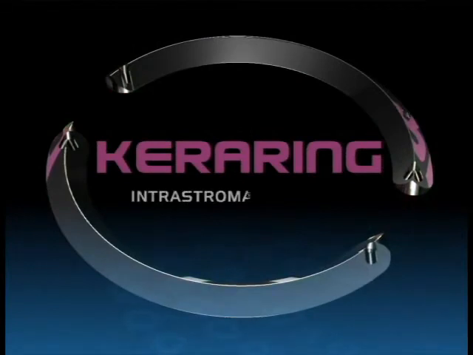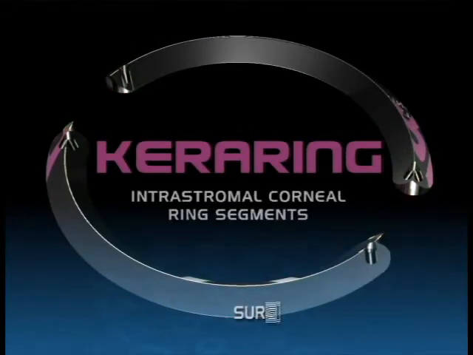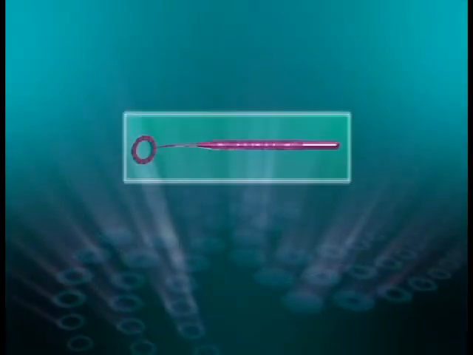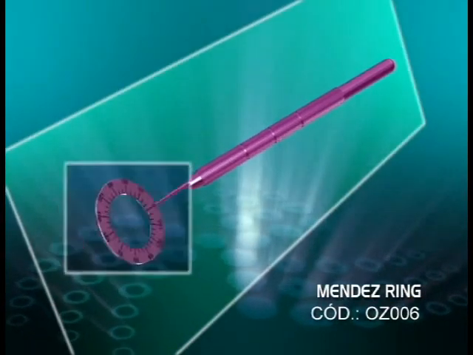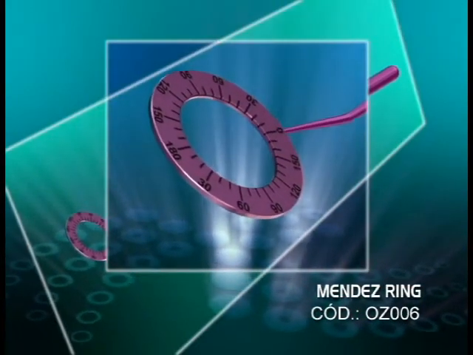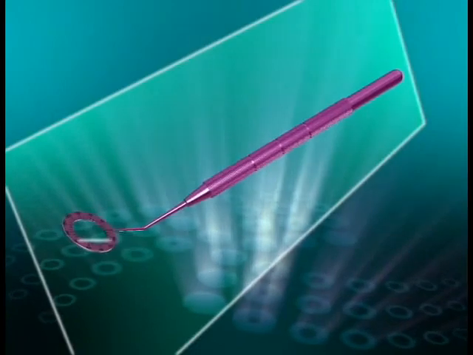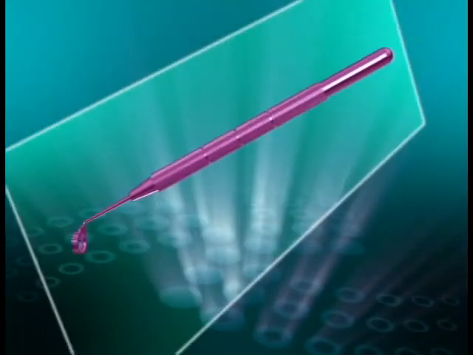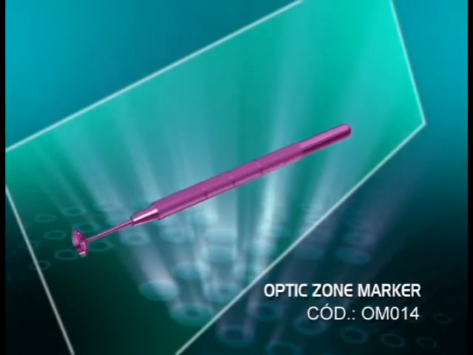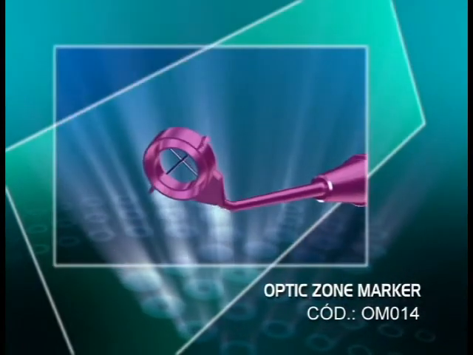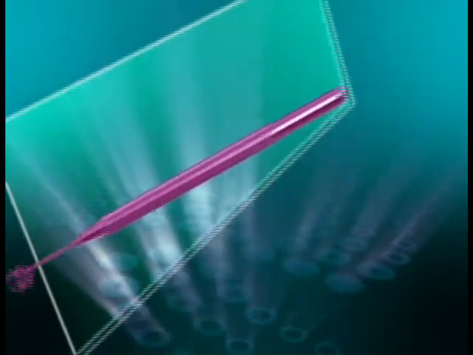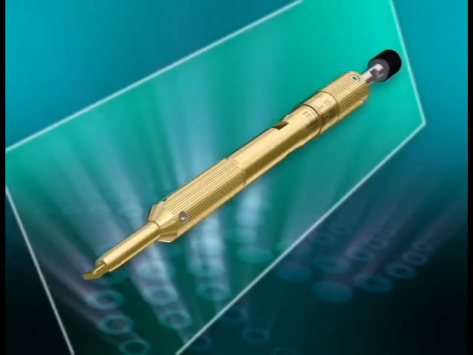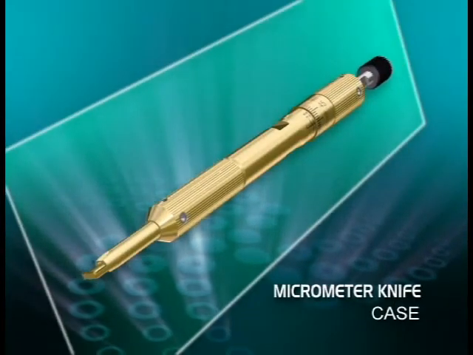Keraring, intrastromal corneal ring segments. One key element for the success of the Keraring procedure is its correct surgical technique. Mediphacos has developed a series of surgical instruments especially designed for each of the surgical steps required for Keraring implantation. All surgical instruments are precision crafted from titanium and are offered in surgical sets for manual or femtosecond laser dissection techniques.